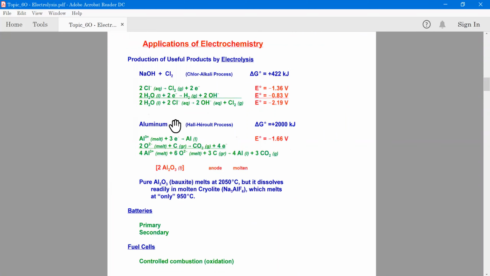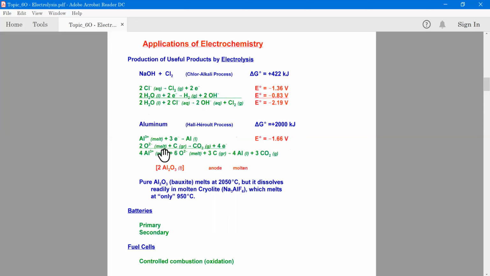Another one is the process by which aluminum metal is made. Extremely important process in industry, as you probably know. Aluminum is second only to iron in the amount of it that's produced in our economy, in fact, in the entire world's economy. It's produced by what's called the Hall-Héroult process, and it involves some very difficult reactions that can be carried out only electrolytically.